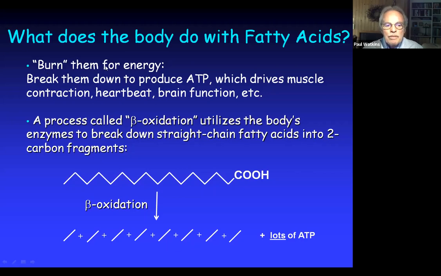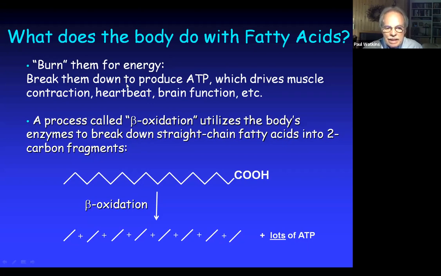When we say we burn fatty acids for energy, what we mean is that we break them down to produce ATP. ATP is the molecule that drives muscle contraction, heartbeat, brain function, lung function, breathing, kidney function, keeping us at 98.6 degrees. All the bodily processes that you can think of require energy, and that energy comes from ATP, and that ATP can be, among other places, derived from the breakdown of fatty acids.